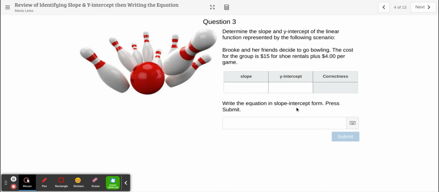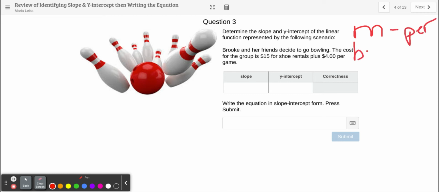Now, we have a word problem. What I want you to remember about a word problem is really easy. To find slope, we're looking for a secret word. We're looking for the word per. To find the y-intercept, we're looking for where the problem starts, or the number that's only going to happen one time. That should be a 1 or a 0, not a U, sorry.